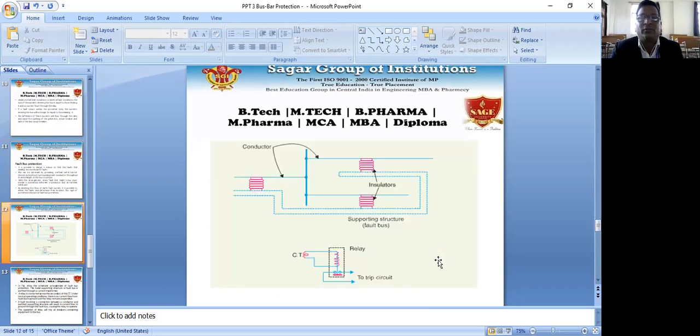So here this is the fault bus protection. This is the bus bar, this is the current transformer, and this is the insulator supporting the structure of the fault bus. And this is the relay coil, the relay circuit, the CT connection, and the arrangement of the trip circuits.